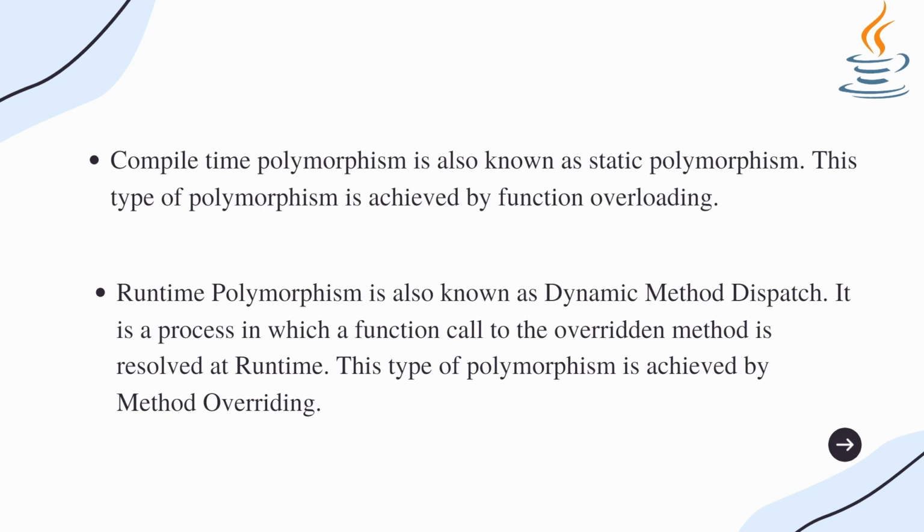Runtime polymorphism. Runtime polymorphism is also known as dynamic method dispatch. It is a process in which a function call to an overridden method is resolved at runtime. It is achieved by method overriding. Method overriding is a concept used in inheritance. When we inherit a parent class, we can override the implementation of that particular method of the parent class in the child class.